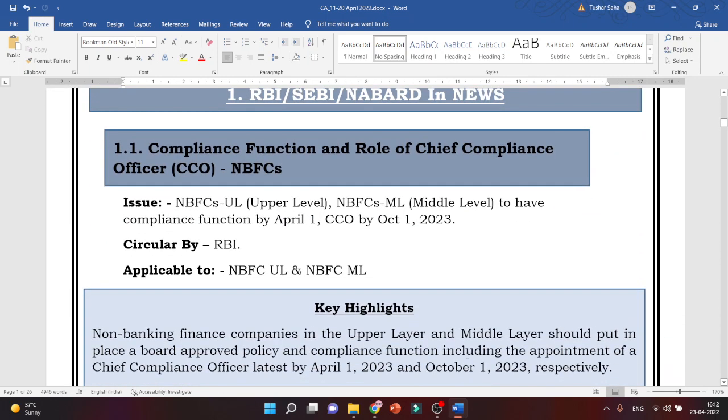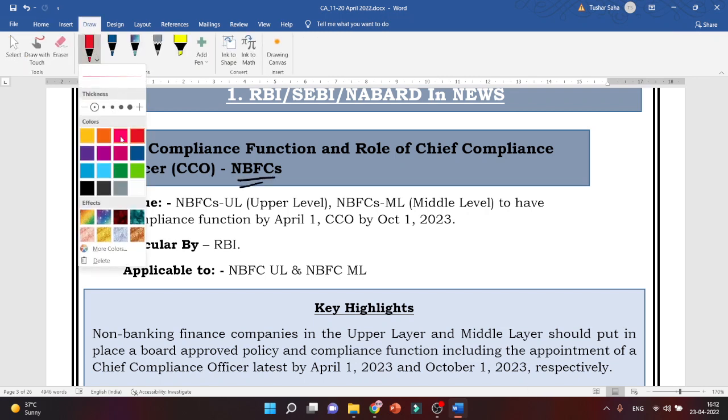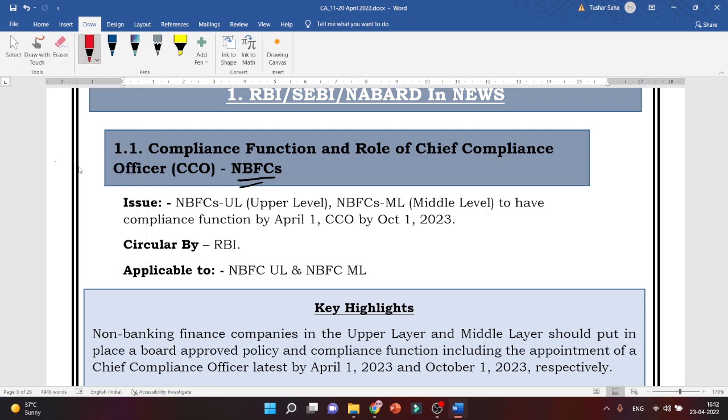So the first piece of news is related to the compliance function and the role of Chief Compliance Officers in NBFCs. Now, what is important to note here is, a few months back you have read that RBI has asked NBFC upper level and NBFC middle level to appoint a Chief Compliance Officer, right? So what will this new role do? The answer to this question is there in this guideline.